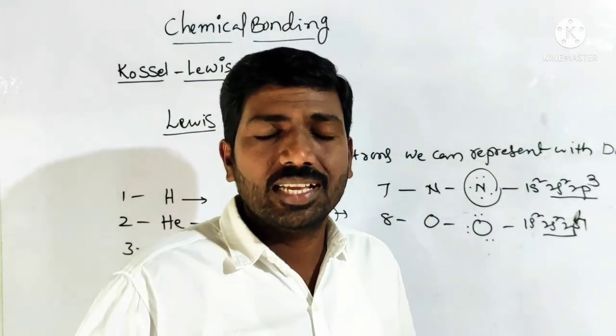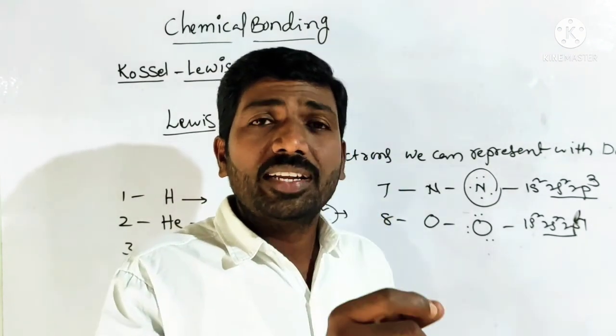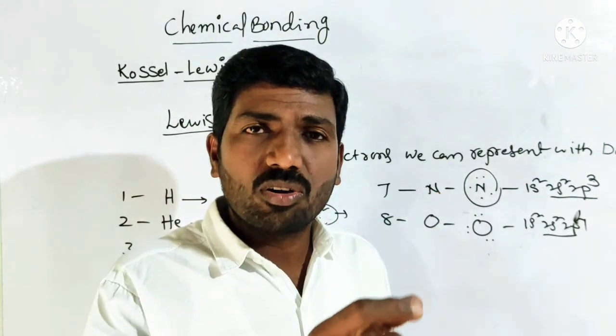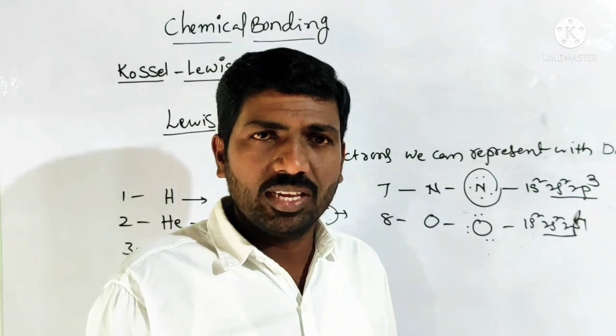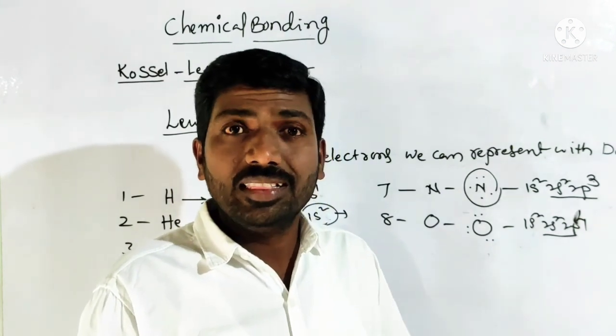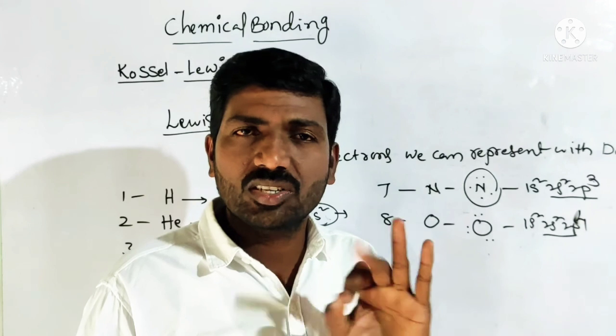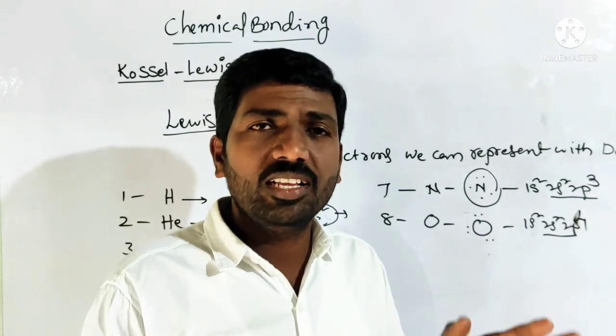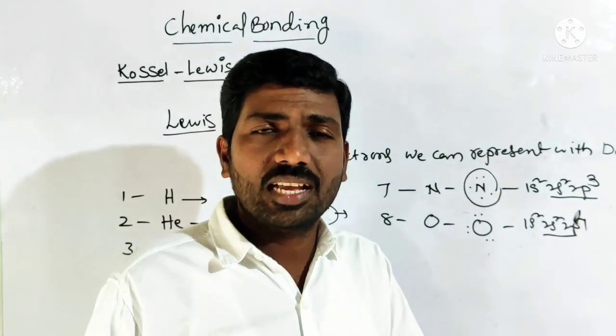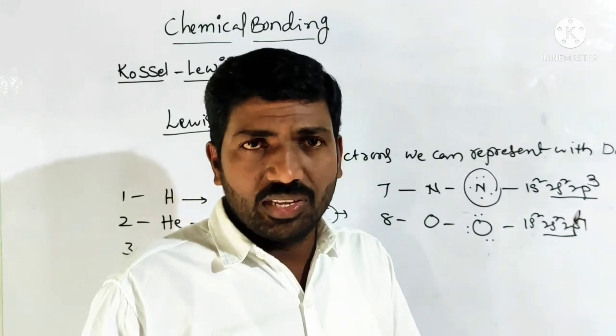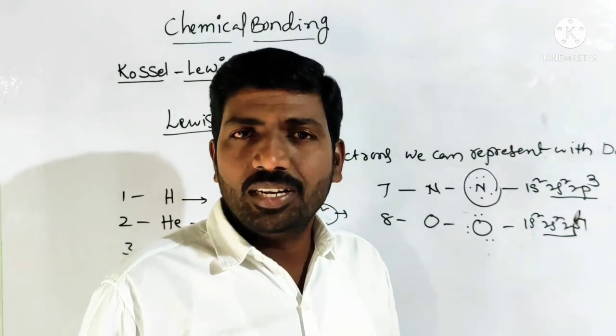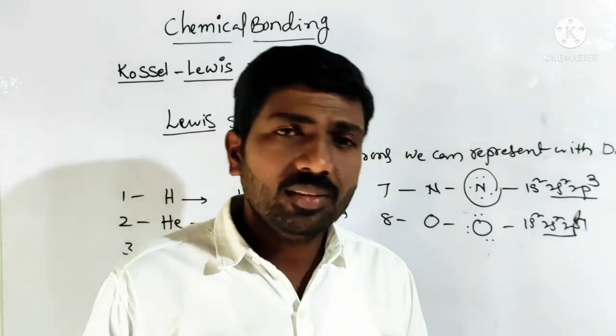That's why we say every element tries to attain the noble gas configuration. Noble gas configuration includes both doublet and octet. Except helium, all noble gases have the octet configuration. Only helium has the doublet configuration. Okay, thank you.